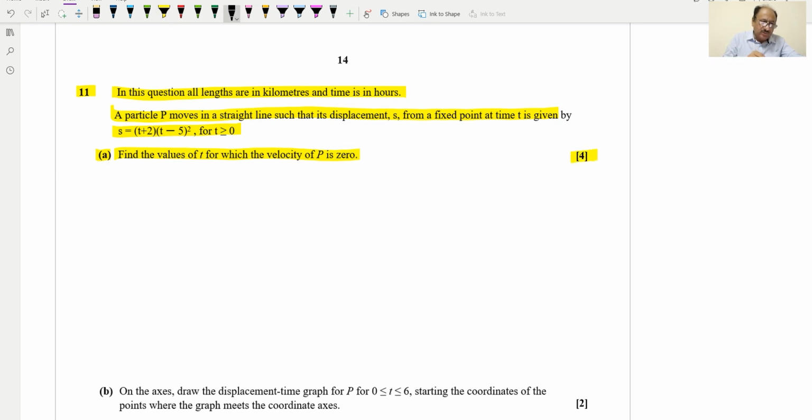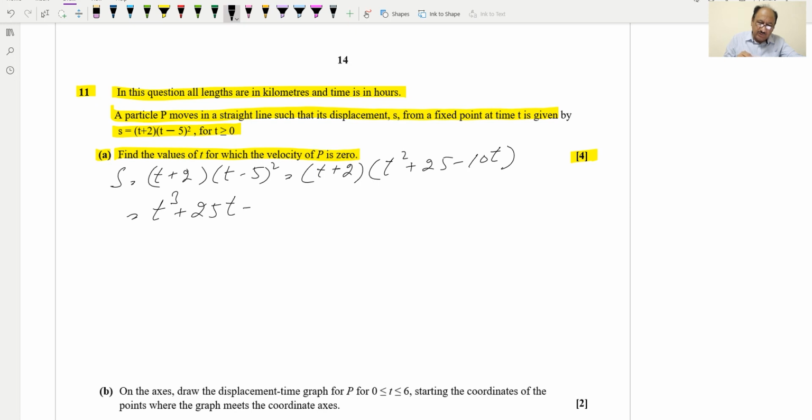So we can take the equation s is equal to t plus 2 into t minus 5 squared, and we can open this square, so t plus 2 as it is, and the square will be t square plus 25 minus 10t. Now we can multiply these two terms also, and we will get t cube plus 25t minus 10t squared. Now we'll multiply by 2, so plus 2t square and plus 50 minus 20t.